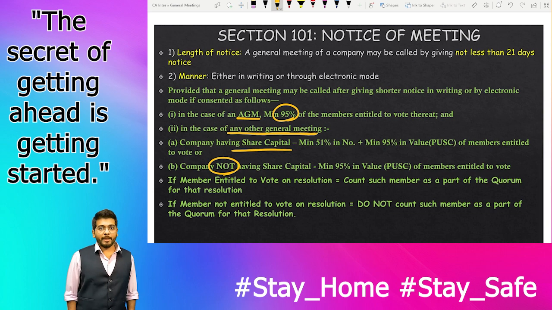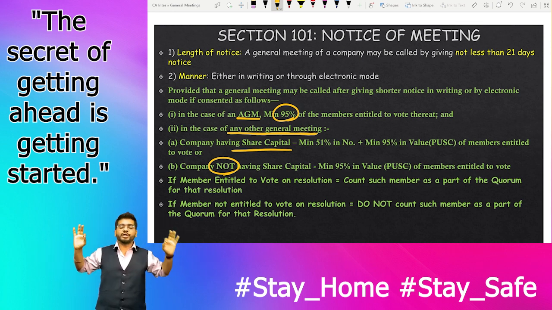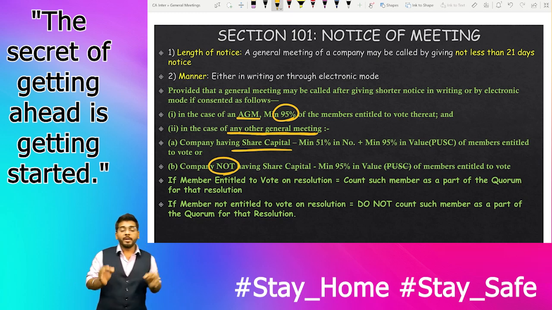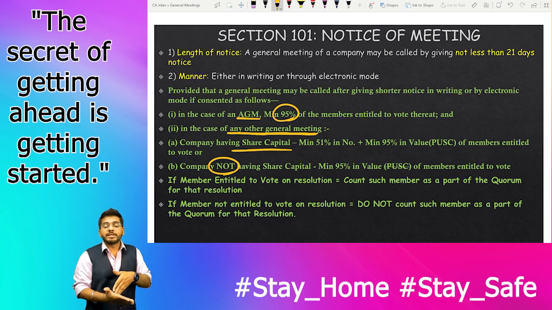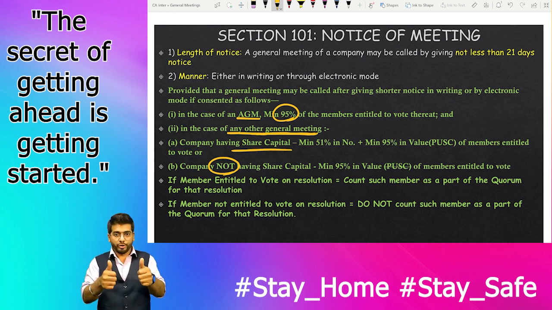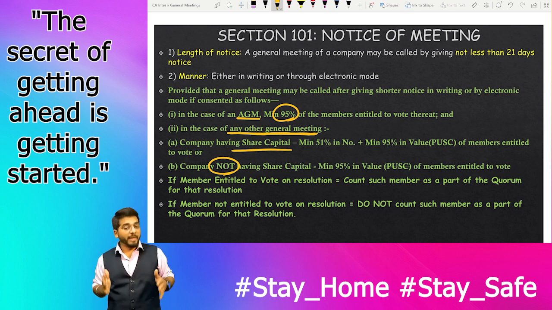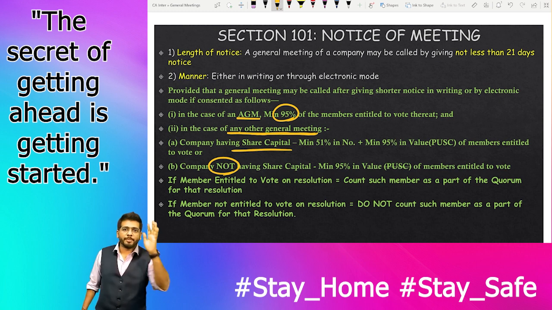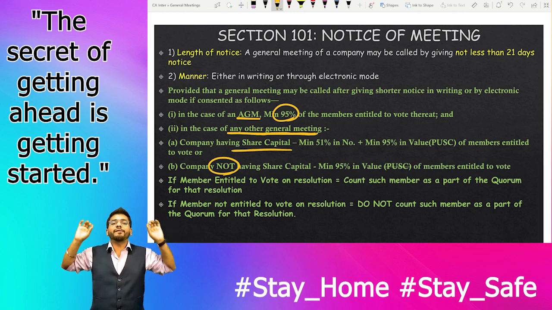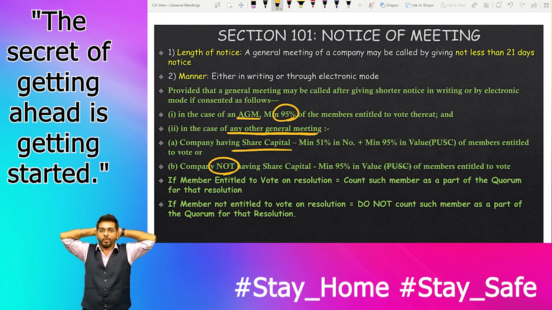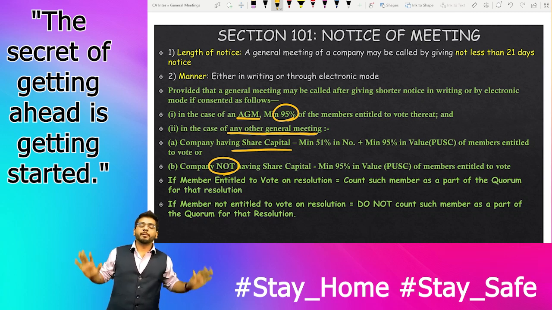So, sir, what if I have a company having share capital? Then whatever is the total number of shareholders, out of that, minimum 51% of the members in number should agree. And when this minimum 51% of the members in number agree, the balance may disagree or agree, we don't care. But say, for example, 70% of the total number are agreeing, whoever is agreeing should hold at least 95% of the total paid up share capital. So if 51% is agreeing and they are not holding 95% of the total share capital, then also you cannot call a meeting at shorter notice.